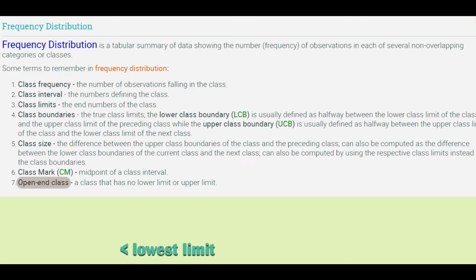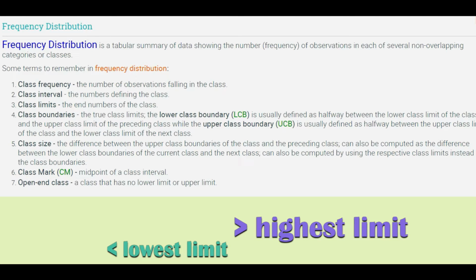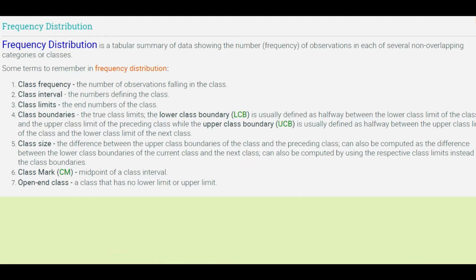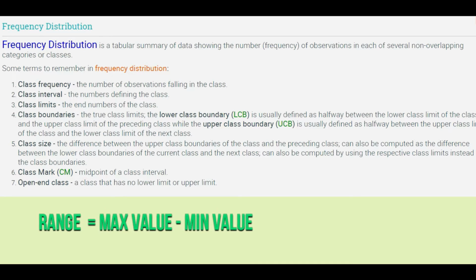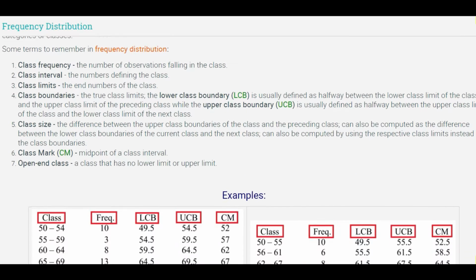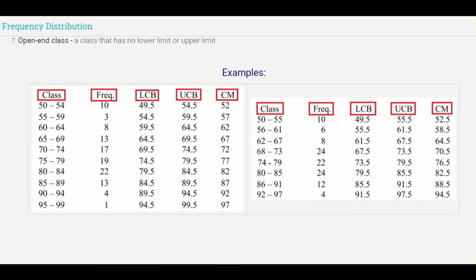Usually, inequality symbols are used in these classes. We also include the idea of range. This is the difference between the maximum value and the minimum value of the observations. Let us now examine this example here.